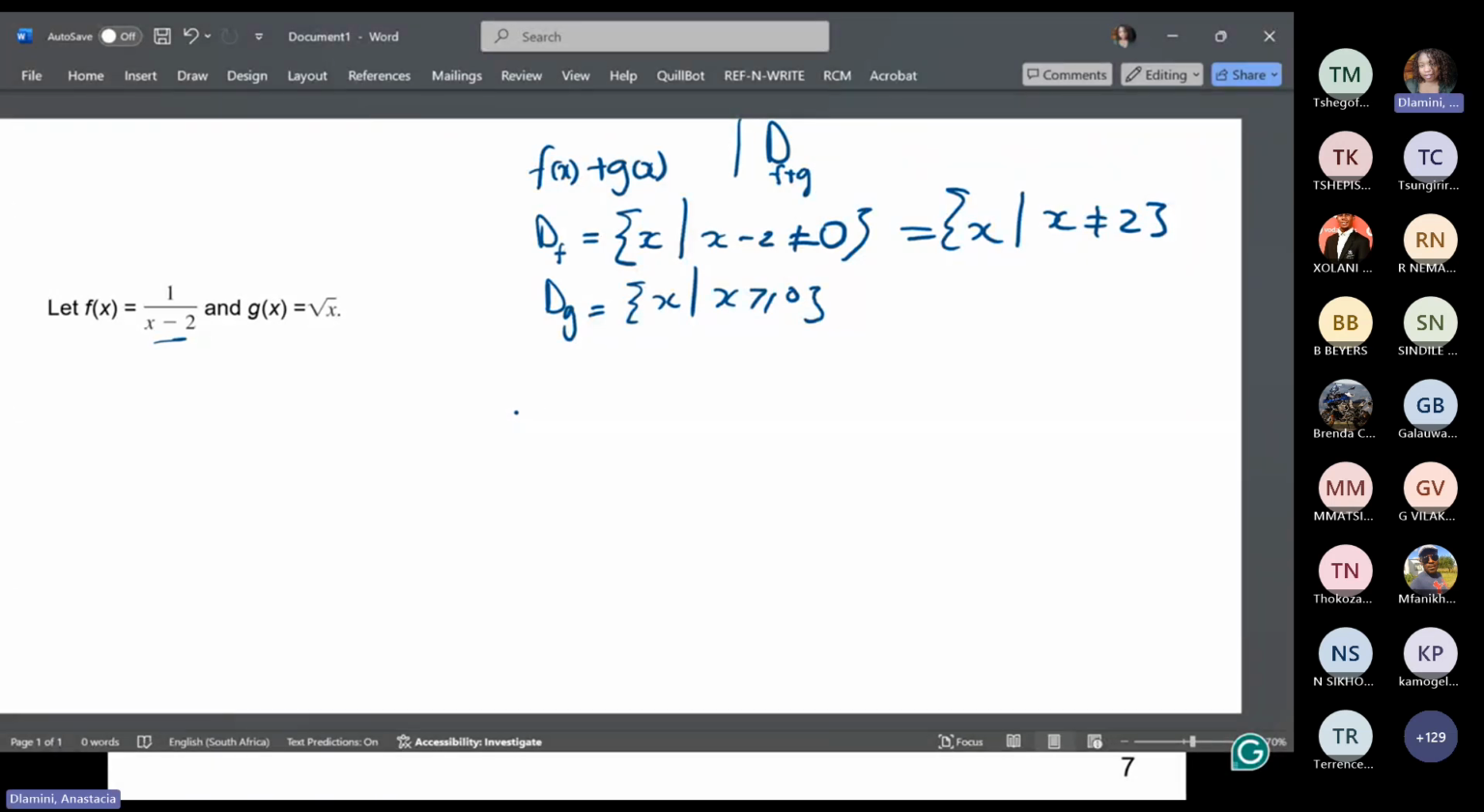Now, can someone give me, remember I said to you, we need to have the interval notation, and what we wrote here is the set notation, because of the curly brackets that I didn't write properly. Can I please have the interval notation for these two domains?